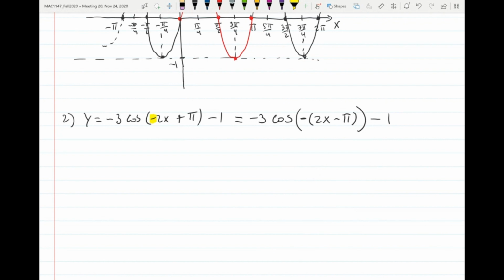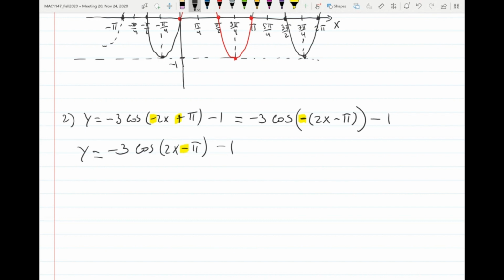Okay. So this would be negative 3 cosine of 2x minus pi, minus 1. So you can just get rid of this minus right here because the cosine is even. It's important to factor it first because otherwise you're not going to see it. You see how now we have a minus in front of pi instead of a plus? So that's why you need to factor the minus first before you do this step. Okay? All right. Questions? Questions on this?